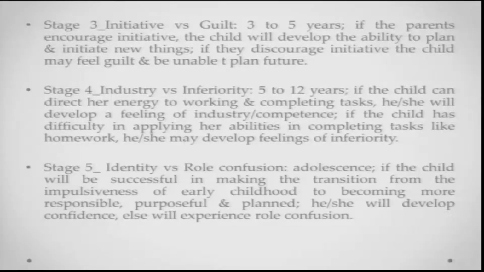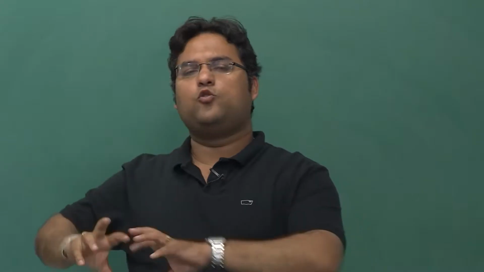Then there is initiative versus guilt. 3 to 5 years of age, if the parents are encouraging initiative, suppose the child goes on and makes new things or breaks a lot of things, but he is looking for something, he is trying to do something new, the child needs to be encouraged at this time. If the parents encourage this kind of initiative taking, the children will develop the ability to plan and initiate new things. Children need to be given this feedback: okay, you are on the right path, don't worry if something bad has happened, we will take care of this, but you do whatever you are interested in.